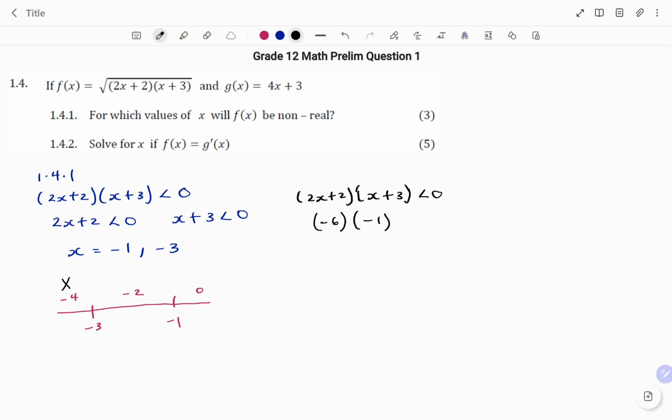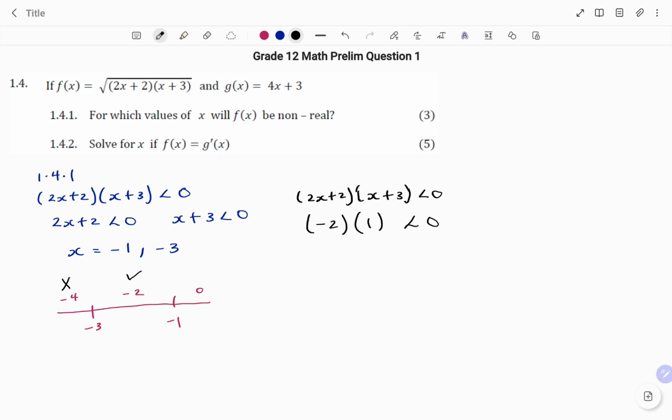If I test a value greater than -3, that's -2. If I put -2 back into my function, I'm going to have -2 times 2, that's -4 plus 2. I have this as -2. And if I slot in -2 plus 3, that will be +1. Then this function is going to be true because -2 times 1 will give me -2, which is less than 0. So at this point, the value is true.